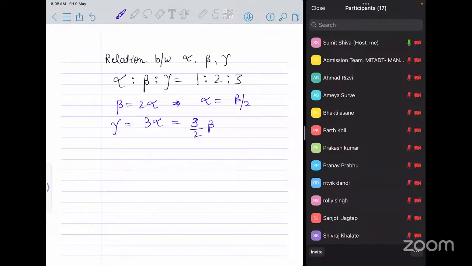Could anyone explain to me the physical meaning of this statement: alpha is to beta is to gamma is 1 is to 2 is to 3? They are in ratios. Sir, 1D, 2D, 3D. Yeah. What does it mean in physical sense?